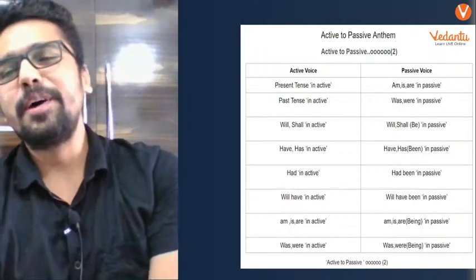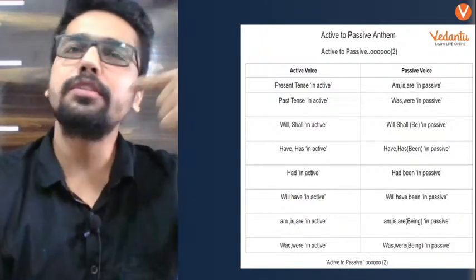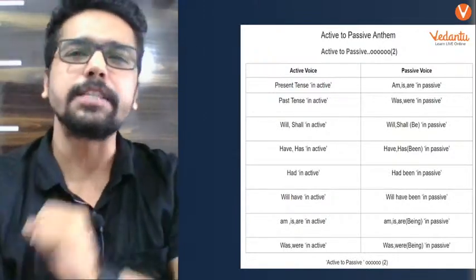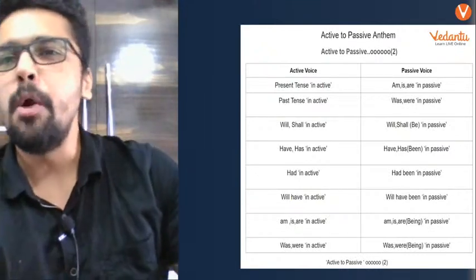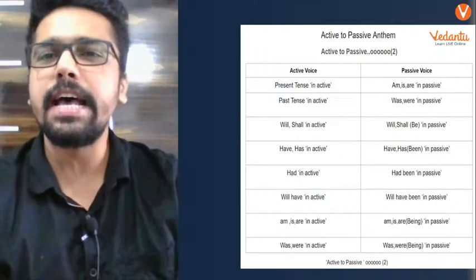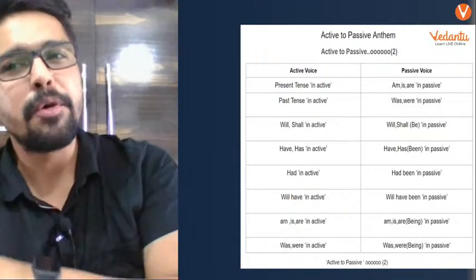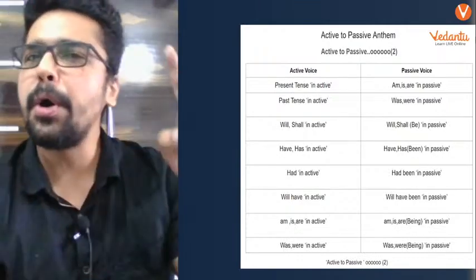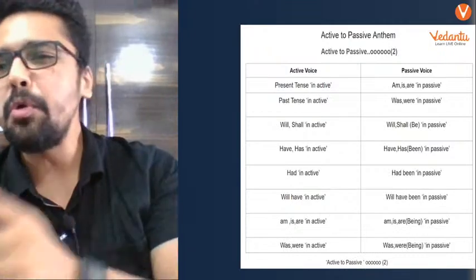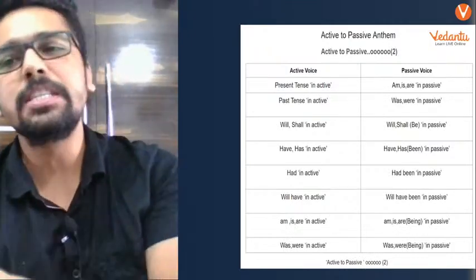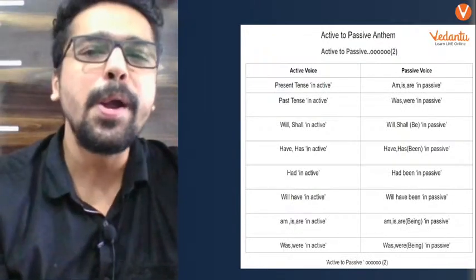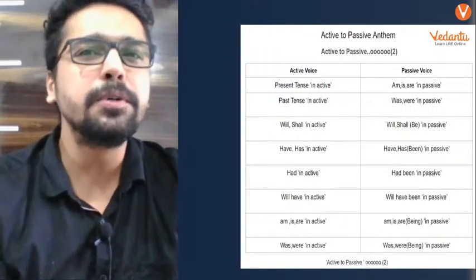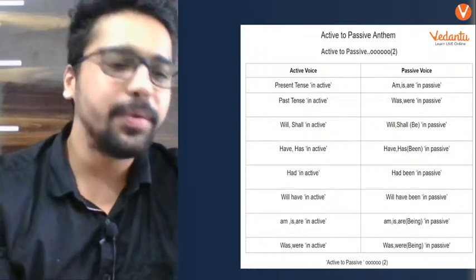Okay, look at this here. So if we use the same tone, the beginning would be active to passive. Present tense in active, am is are passive. Past tense in active, was were in passive. Will shall in active, will shall be passive. Have has in active, have has been passive. Had in active, had been in passive. Will have in active, will have been passive. Am is are in active, am is are being passive. Was were in active, was were being passive. Active to passive.